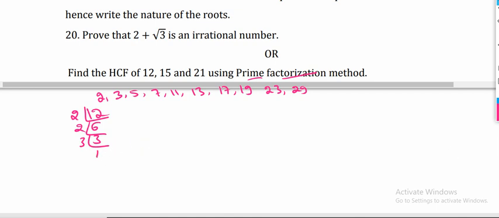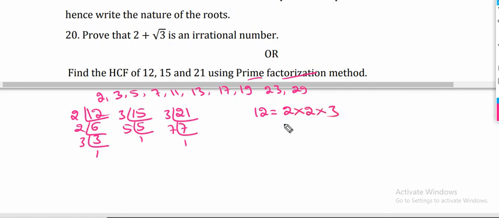So we write this factorization, and then for 15 we have to factorize this one by taking 3 fives are 15 and then 5 ones are 5. And also for 21, it gives you 3 sevens are 21, 7 ones are 7. So here you write all the factorization forms. So 12 is equal to 2 into 2 into 3, and 15 is equal to 3 into 5, and 21 is equal to 3 into 7.